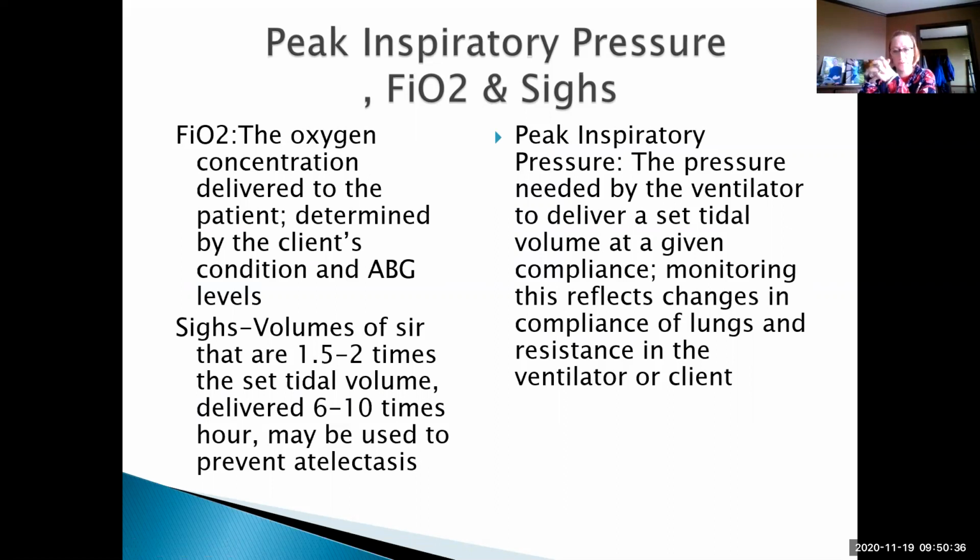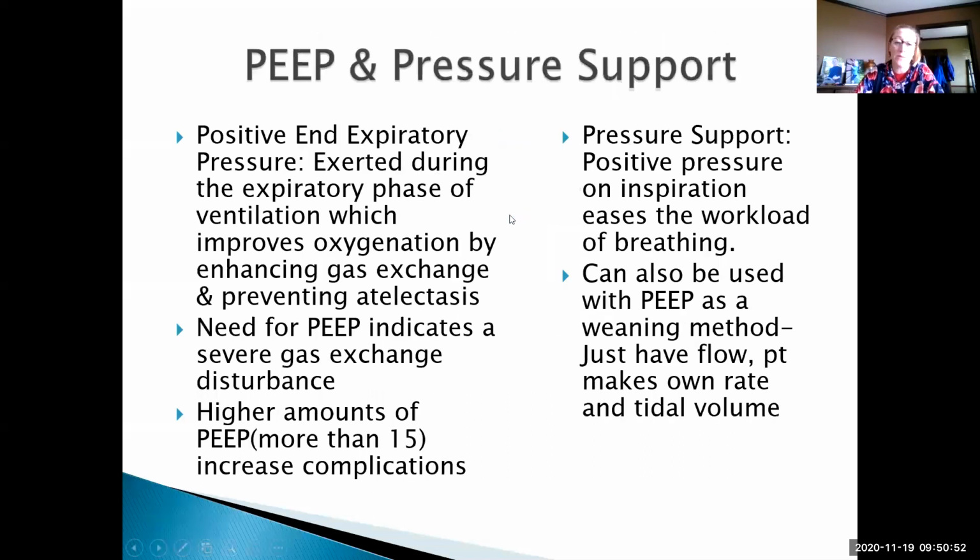So peak inspiratory pressure is the pressure needed by the vent to deliver a set tidal volume at a given compliance. So monitoring this reflects changes in the compliance of the lungs and resistance in the ventilator or the client. And then our PEEP and pressure support. PEEP and pressure support can be a mode all on its own. If a patient is on a weaning trial, maybe they were on SIMV before, and now they want them to be on a trial, they might simply put them on PEEP with pressure support.